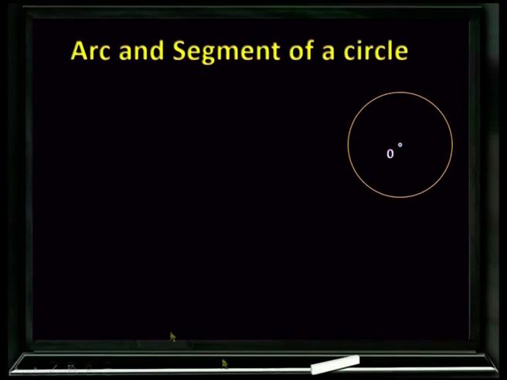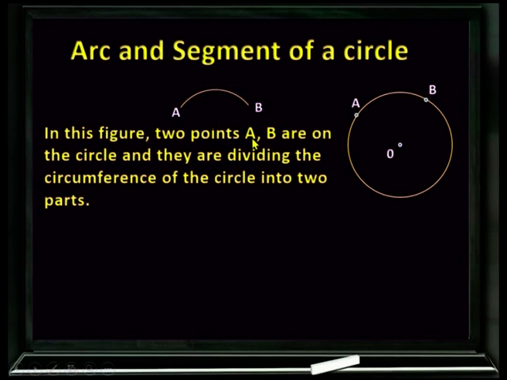Now, let us see what is the arc and segment of a circle. So, this is a circle, A is a point on the circle, B is a point on the circle. So, AB is a part of a circle, which we call an arc of the circle. In this figure, 2 points A, B are on the circle, and they divide the circumference of the circle into 2 parts. So, one is the AB part and the downside is one more part.